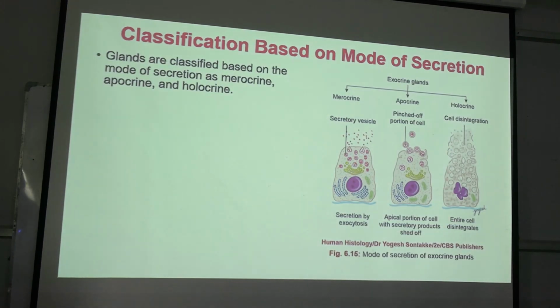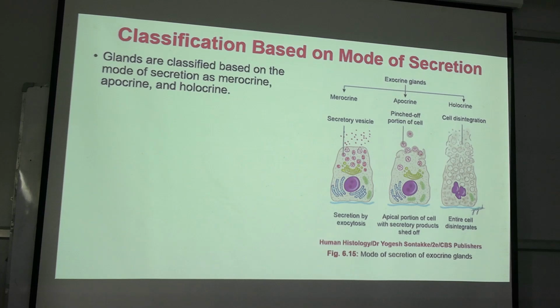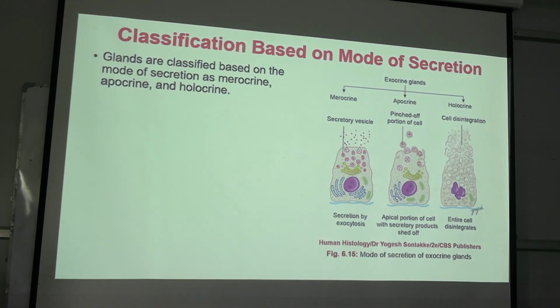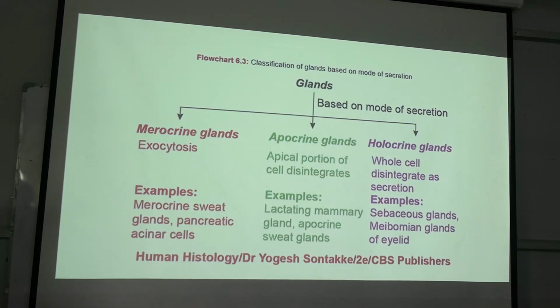আর কীরকম দেখতে লাগছে, অ্যাসিনাই, এগুলো জানবে, এগুলোর মধ্যে বলার কিছু নাই। বেসড অন মোড অফ সিক্রেশন, এটা আমরা ক্লাস এইট থেকে বোধহয় পড়ছি। হলোক্রাইন, অ্যাপোক্রাইন, মেরোক্রাইন। অ্যাপিক্যাল পোরশন উড়ে গেল, তার মানে অ্যাপোক্রাইন কাইন্ড অফ গ্ল্যান্ড। পুরো গ্ল্যান্ডটাই ধ্বংস হয়ে গেল, তাহলে কী? হলোক্রাইন। All this things we know better than me. So these are the things how this particular thing is classified.